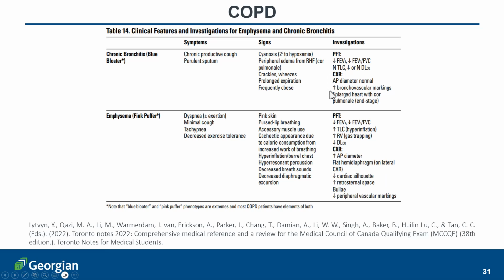In the case of chronic bronchitis, you don't typically see the features of hyperinflation of the lungs. So on chest x-ray, the AP diameter is usually normal, although there are increased bronchovascular markings as the blood pressure in the lungs increases. And lastly, you might also see evidence of cor pulmonale, the right ventricular hypertrophy, especially in the end stages.